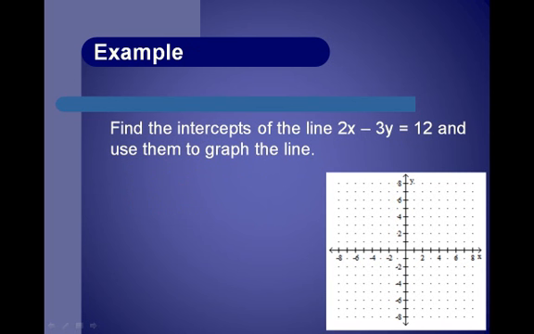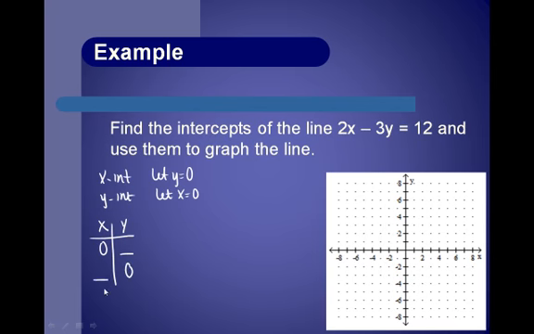Let's do an example. Find the intercepts of the line 2x minus 3y equals 12 and use them to graph the line. Well, to find the x-intercept, we are going to let y be 0. To find the y-intercept, we are going to let x be 0. I found when you're graphing lines using intercepts, it helps to go ahead and make the chart: x is 0, find y; y is 0, find x.